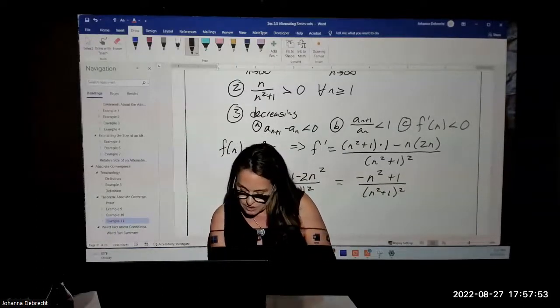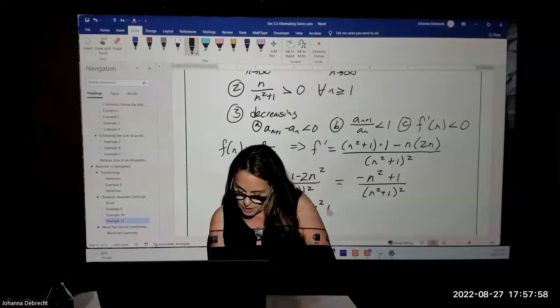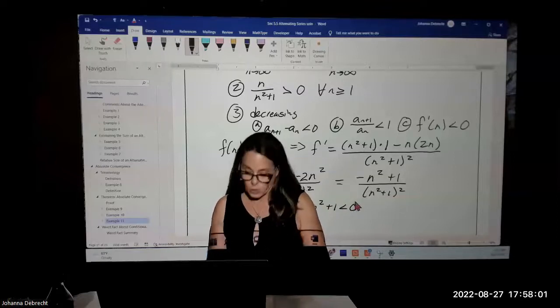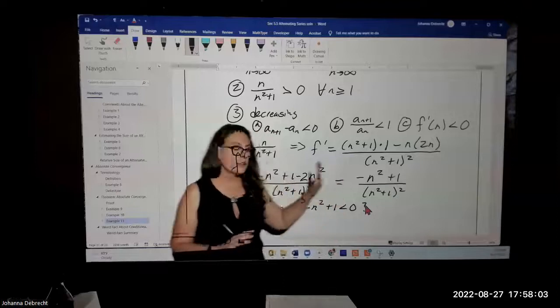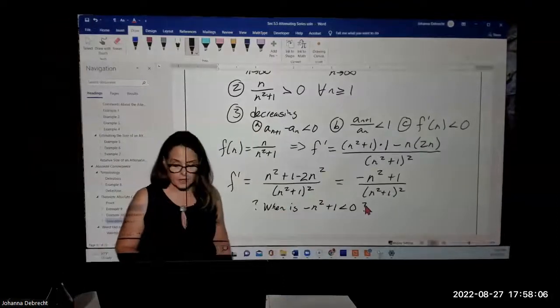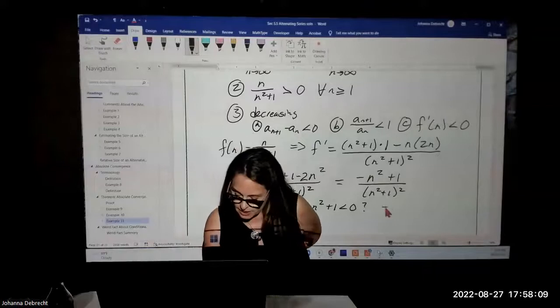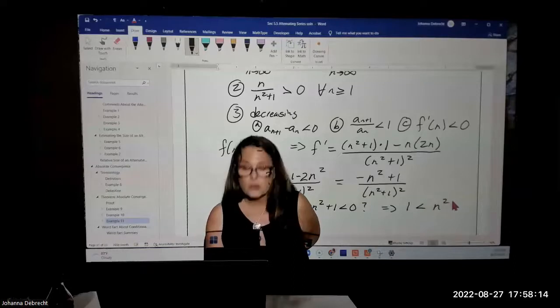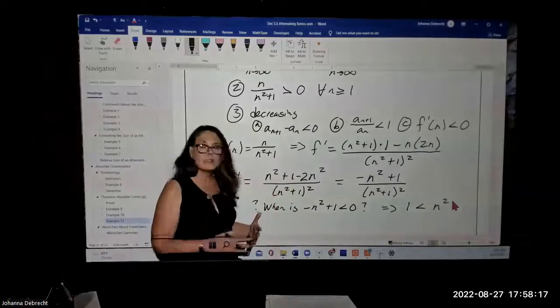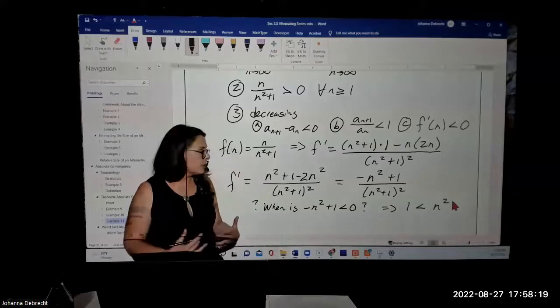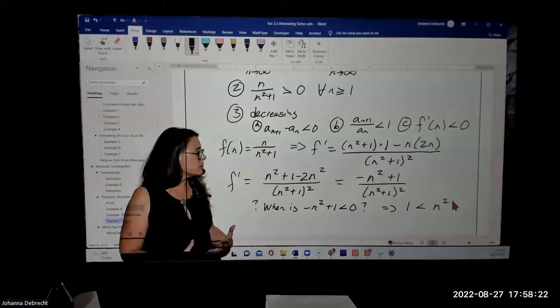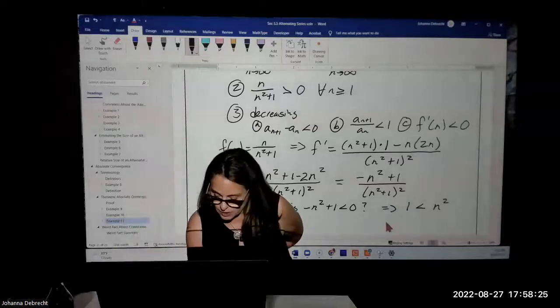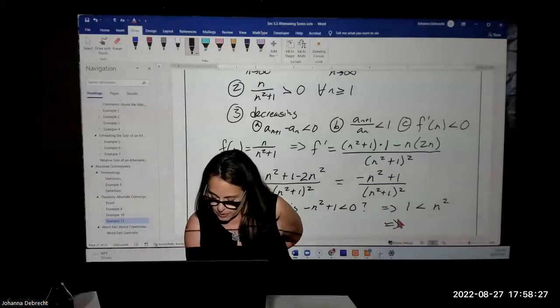So the question is, when is negative n squared plus 1 less than 0? Well, then I can go ahead and move the negative n squared to the other side by adding n squared to both sides. And this means it's true when 1 is less than n squared. And then I can take the square root of both sides. Remember that n we know is strictly positive, so I can ignore the negative root. And this is going to happen whenever n is greater than 1. So this happens whenever n is greater than 1.